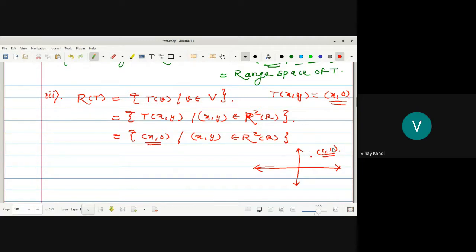So when will the second coordinate be 0? Suppose my point is here. Now suppose this is (2, 0). This point is in my range set or range space. Also this point, suppose this is (-2, 0). Now the second coordinate is 0 and the first coordinate is arbitrary. You can take any point as the first coordinate. So our range space here is nothing but our whole x-axis. On the x-axis, every element is of the type (x, 0). Is it clear?